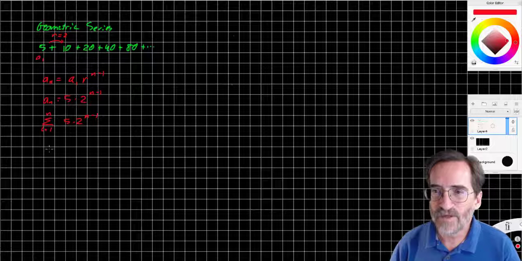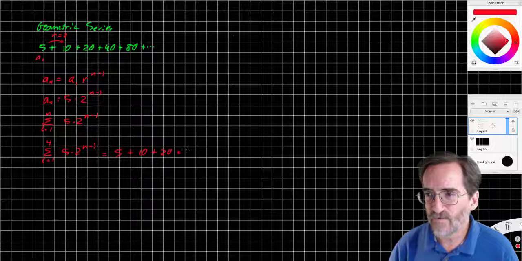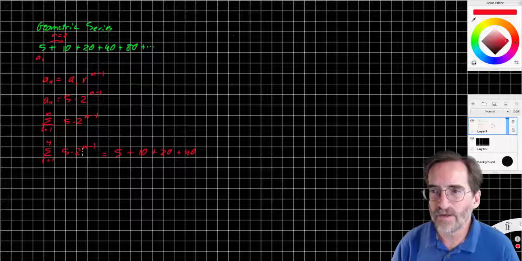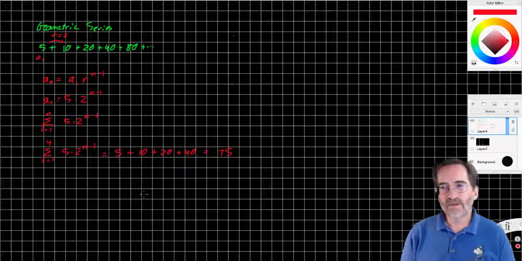So for example, if I said the sum from i equals 1 to 4 of 5 times 2 to the n minus 1, that would be 5 times 2 to the 1 minus 1, or 0, which is 1, plus 10 plus 20 plus 40. So iterating the index one at a time, we generate these terms. 40 and 20 is 60, and 10 is 70, and 5 is 75. But there has to be a simpler way.